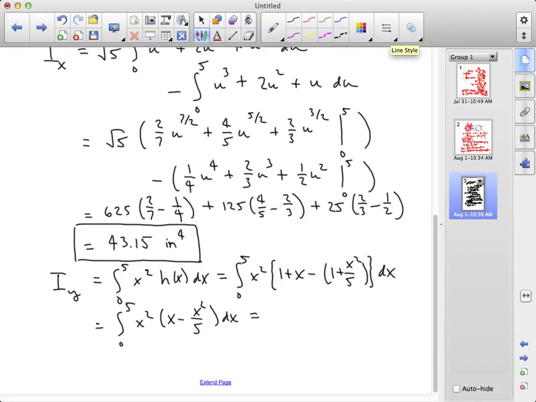We have our first term is x cubed, and that integrates to 1/4 x to the 4th. The second term is x to the 4th over 5, and that integrates to 1/25 x to the 5th. Evaluated between these limits, we end up with a value of 31.25 inches to the 4th.